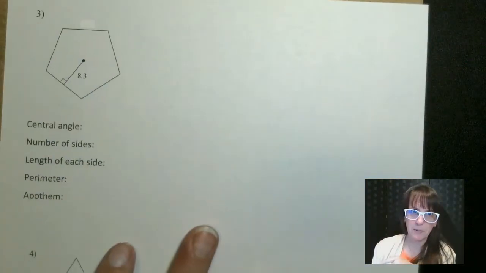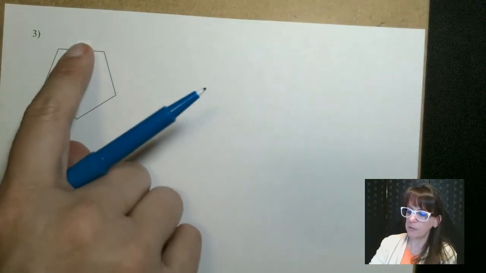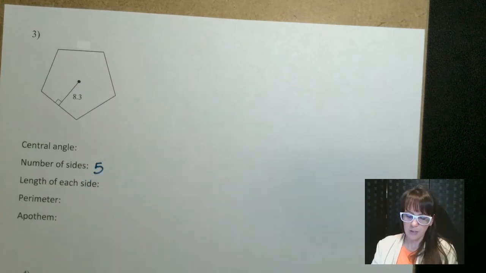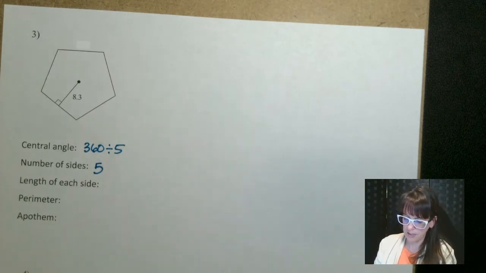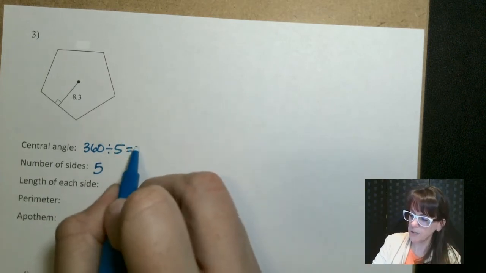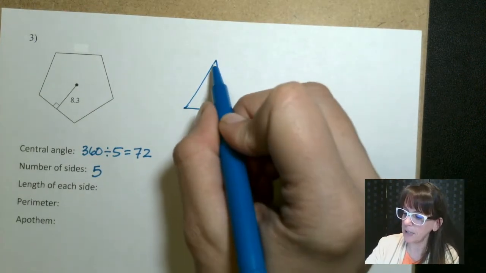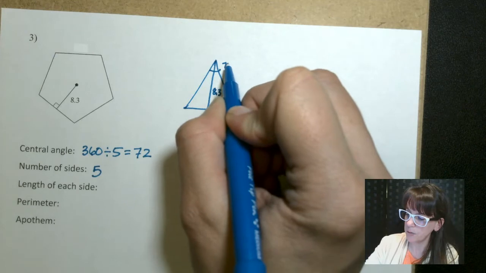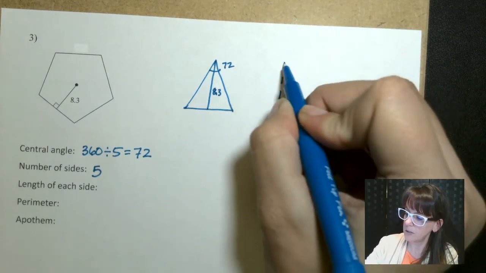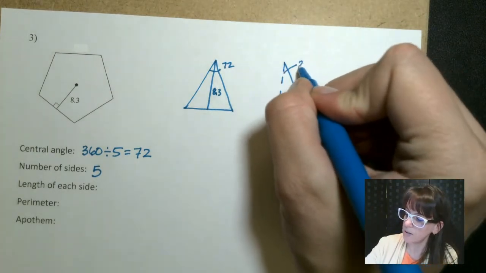So our next example is going to be this. This figure, we've got 1, 2, 3, 4, 5-sided figure. So for our central angle, we do 360 divided by 5. So 360 divided by 5 gives us 72. So our central angle is 72. So we have this guy right here, and this time we're given the apothem again. So this is 8.3. And this up here is 72, but when we break that in half, we get 36.